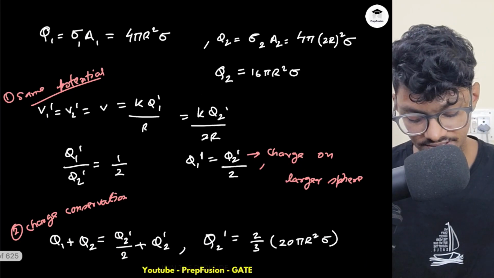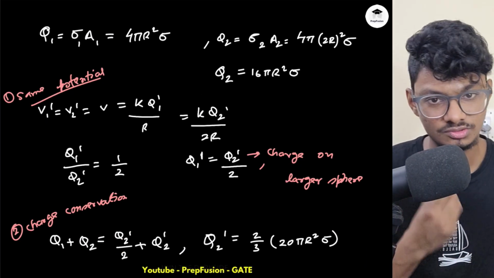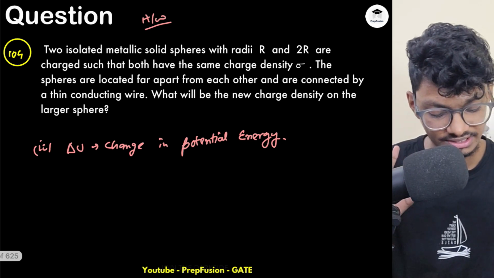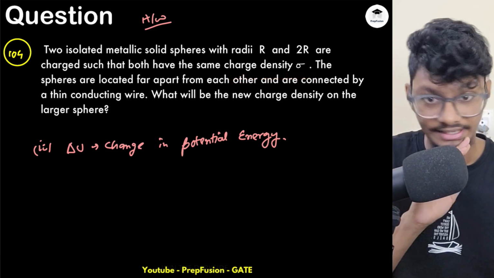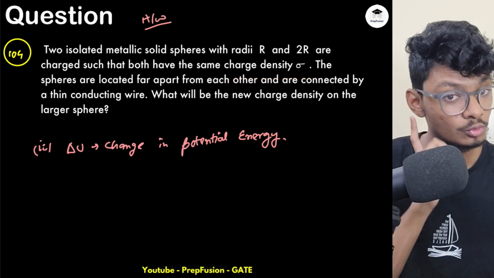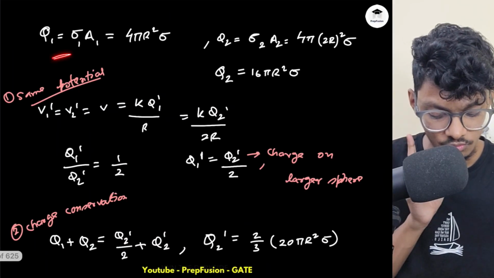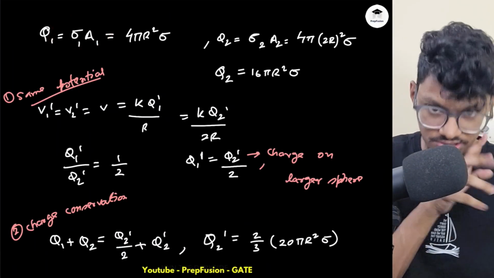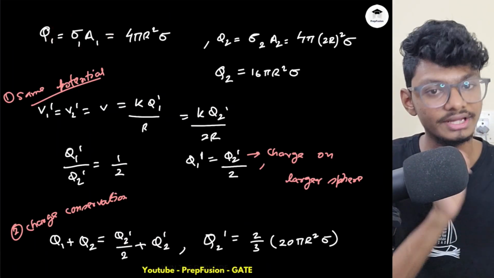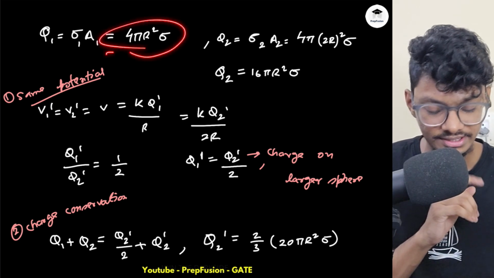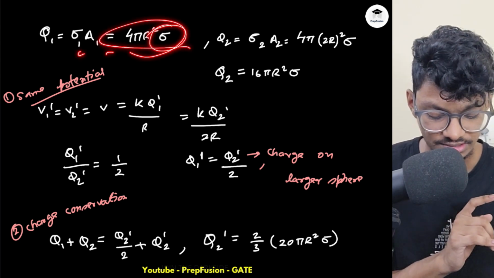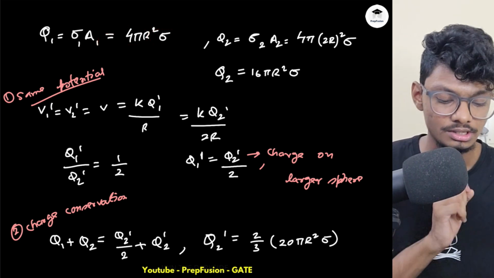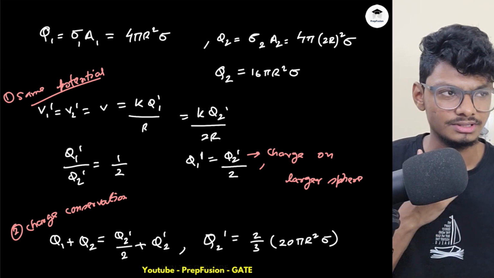So here what will happen, like this we already know, right? Initially they are separate, but they have same charge density. Do they have same charge? No, right? Because Q1 will be sigma 1 into A1, surface charge density into the area, equals 4 pi r square sigma. Sigma is same for both of them, right? Sigma 1 equals sigma 2 equals sigma.